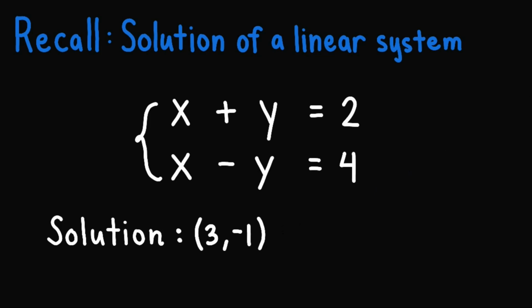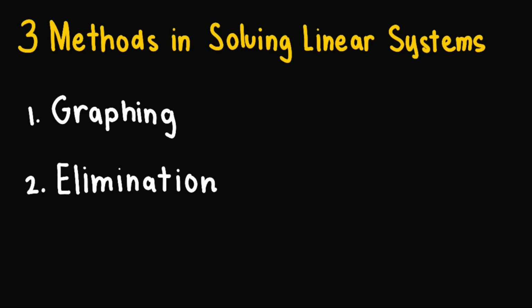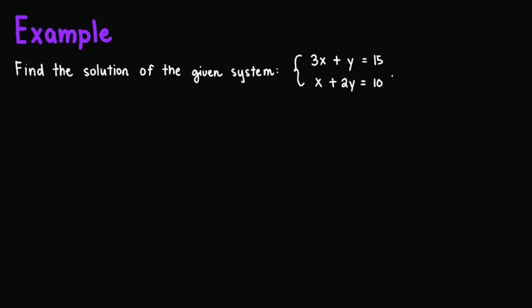So here I present the 3 methods in solving linear systems: the graphing method, the elimination method, and the substitution method. To understand how these methods work, we'll have an example. In this example, we're tasked to find the solution of the given system 3x plus y equals 15 and x plus 2y equals 10. So we will try to showcase all the methods using this given example.